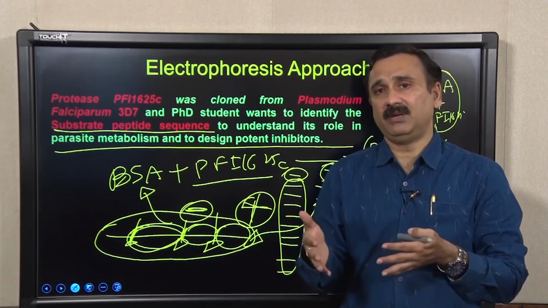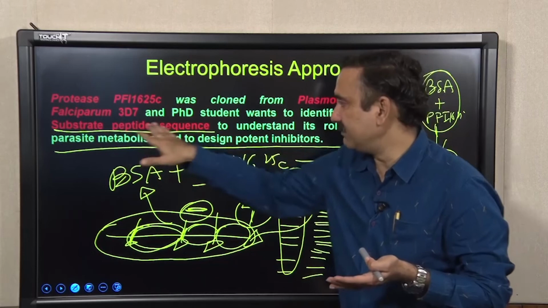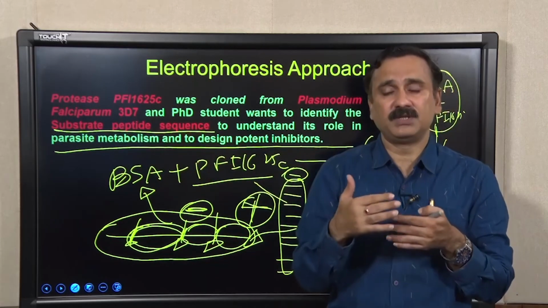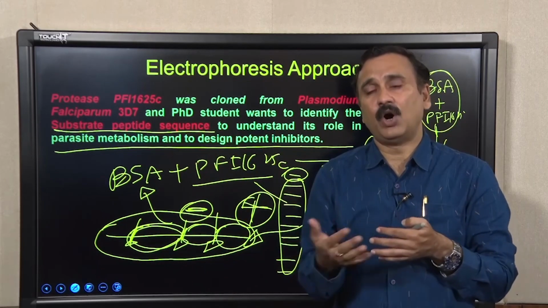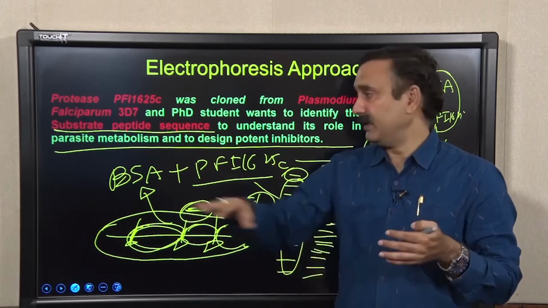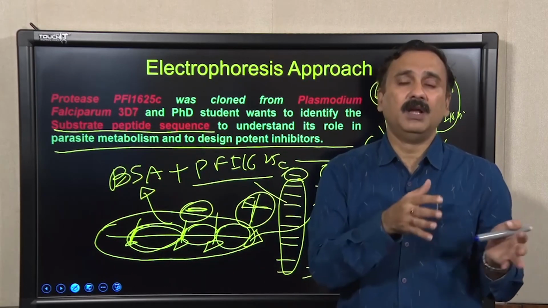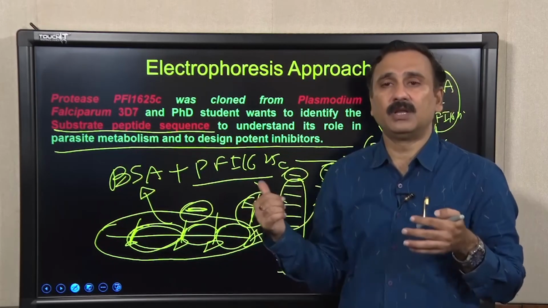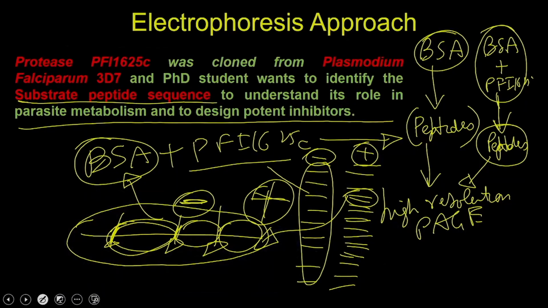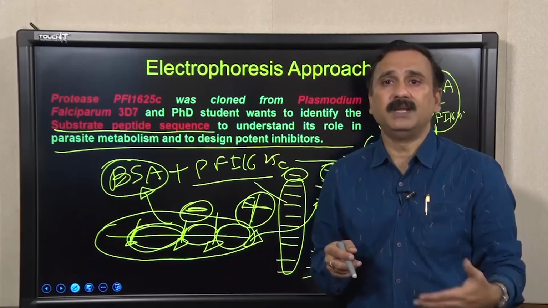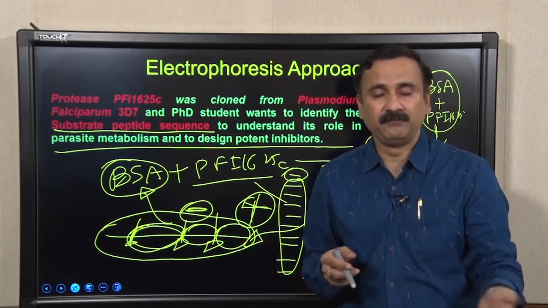That is how you can deduce not only the substrate peptide sequence that the protease prefers to cut, but also whether BSA is a substrate for this protease or not. I am just giving you an example with BSA, but if you require, you can use some other proteins also, from the host cells or from the parasite cells.